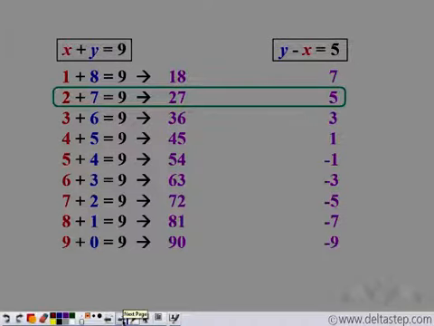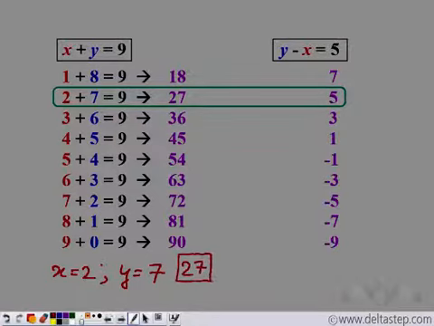And we see that there is only one value, that is this value, for which both the equations are satisfied. So if x is equal to 2, and y is equal to 7, then both the equations are satisfied. So my number is 27. So now you can tell me for sure that the number which I have thought is 27.